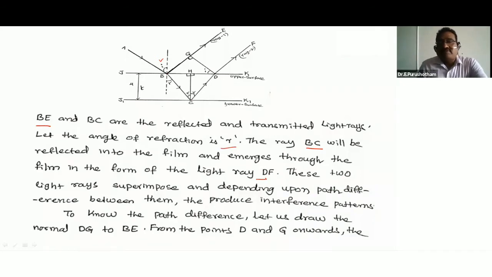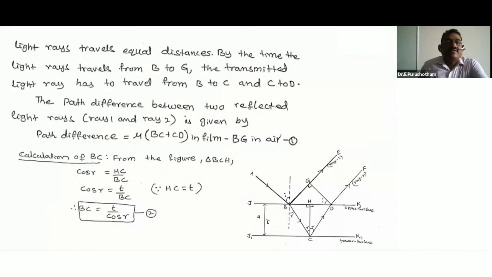So to know the path difference, let us draw the normal DG. You see, this is DG perpendicular to BE. From the points D and G onwards, the light rays travel equal distance by the time the light ray travels from B to G. The transmitted light ray has to travel from B to C and C to D.